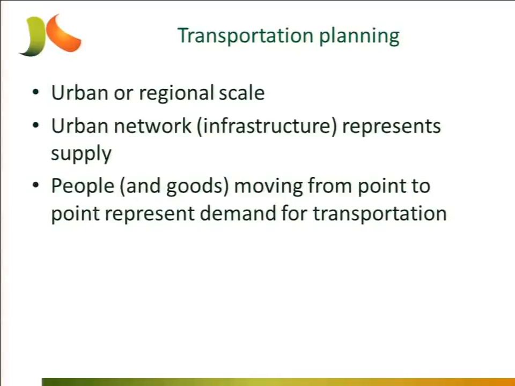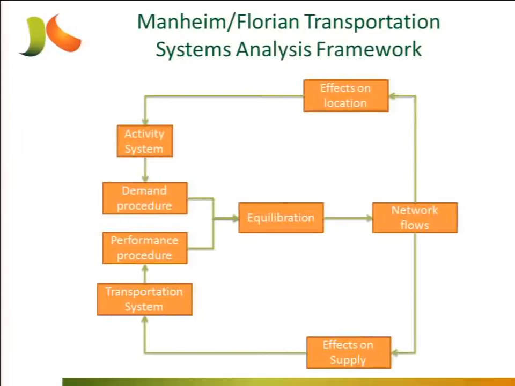And people moving or goods moving from one place to another is demand. The network is supply. This is how it usually works. You have the activity system, which is people and businesses, et cetera, and you have the transportation system, which is the infrastructure. You have some sort of equilibration, congestion, and this feeds back into, okay, people decide to move because they're commuting for too long. Governments decide to build new roads or to demolish bridges, whatever it is.